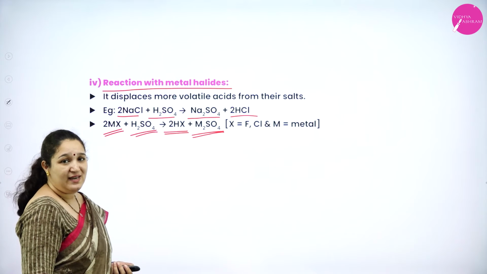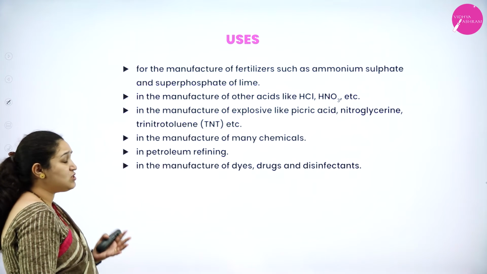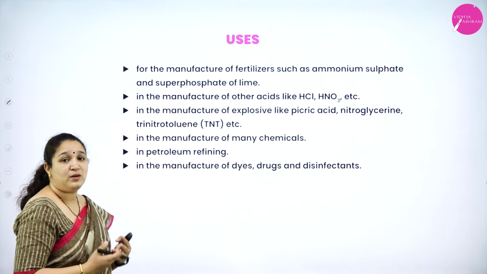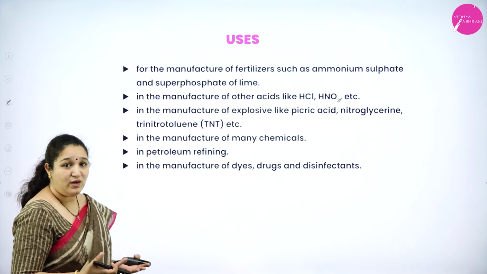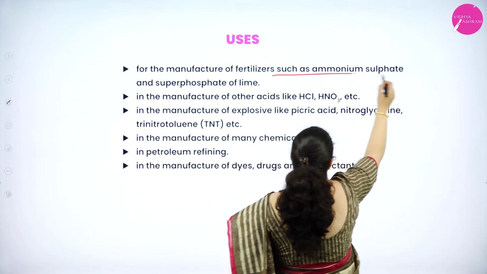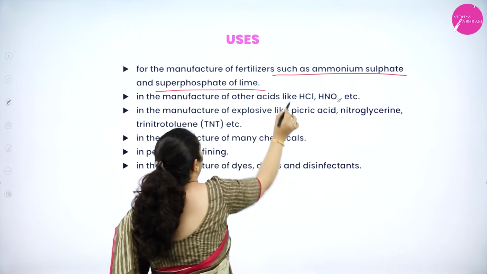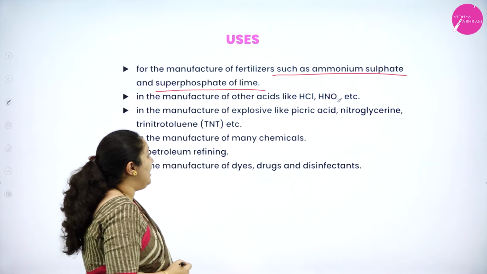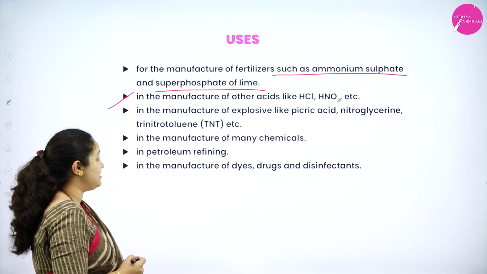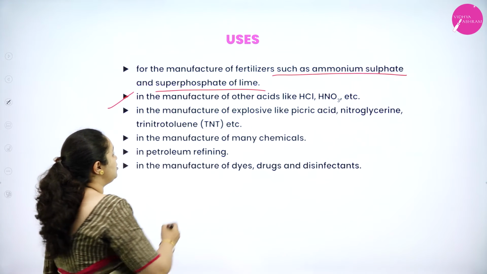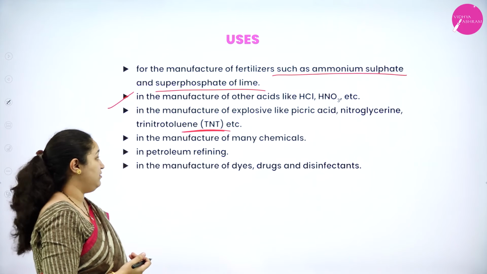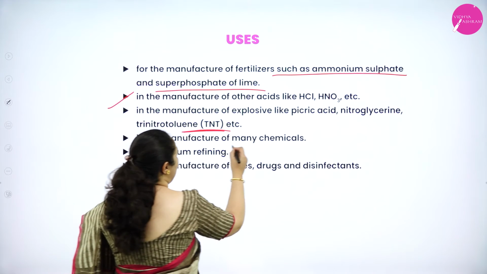Next are the uses of sulfuric acid. Sulfuric acid has many uses. Now what are the uses? First is the manufacture of fertilizers like ammonium sulfate, superphosphate of lime, etc. It is used in manufacture of acids, that is HCl, HNO3, etc. It is used in manufacture of explosives like TNT, picric acid, etc. It is used in manufacture of many chemicals.